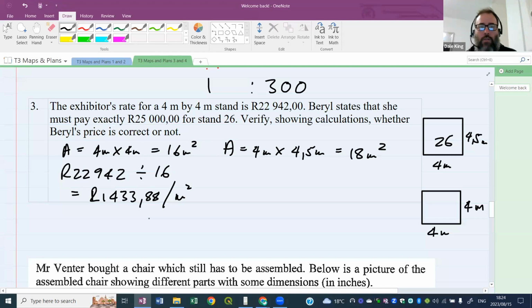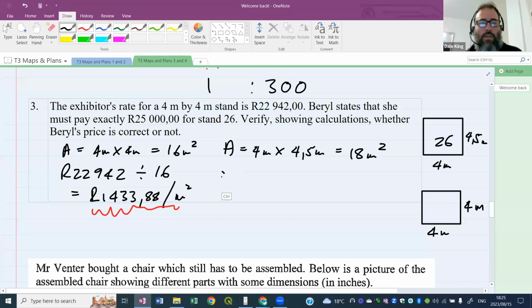Now we're going to use this and ask, should Beryl get the same value for money? She should. She should get the same value for money for every square meter that she has, shouldn't she? So we should check this. We've got a per square meter price. Is Beryl getting the same value? What do we do now with this per meter square price? So we've got to take this to Beryl's side now. Beryl's got 18 square meters worth of area. And she's saying, I should be paying the same price per square meter as anyone else. My stand is 25,000. Is it right?